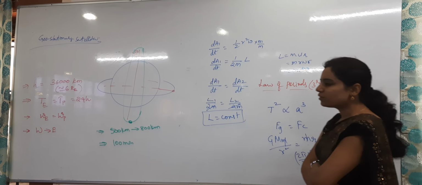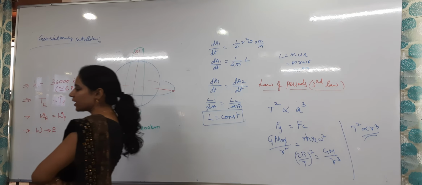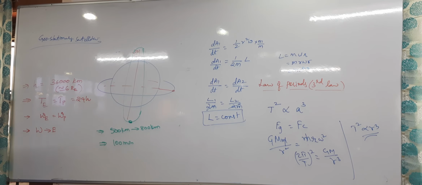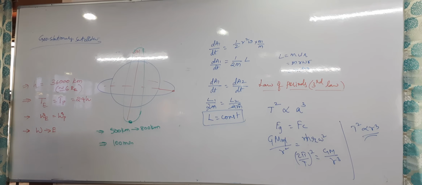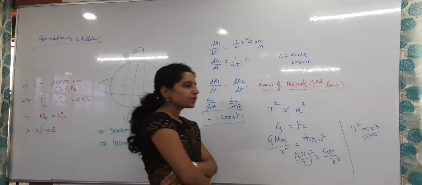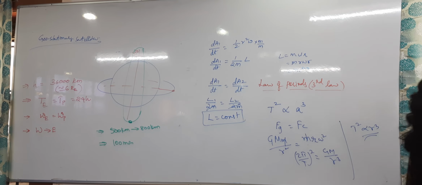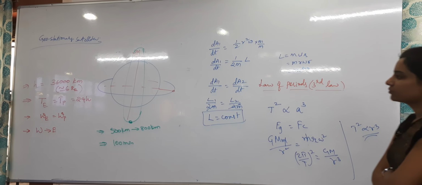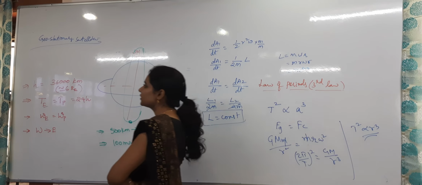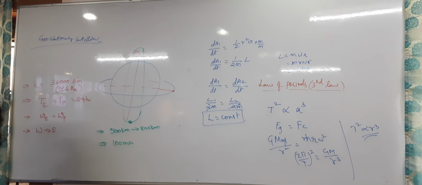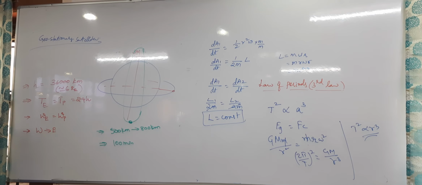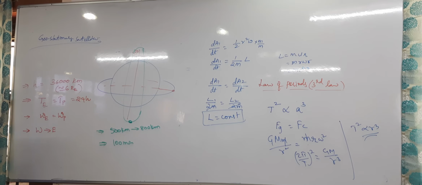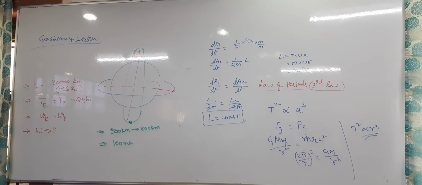The height of geostationary satellites from the earth is approximately 6 times the radius of the earth, or 36,000 kilometers.